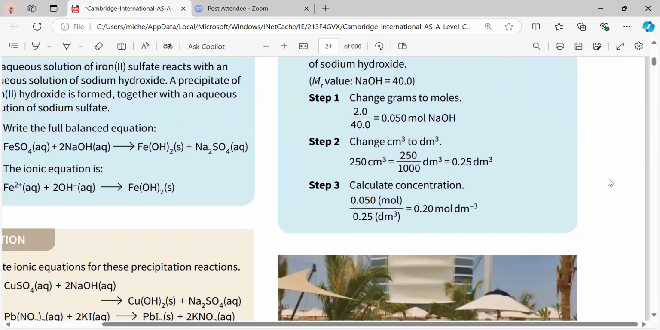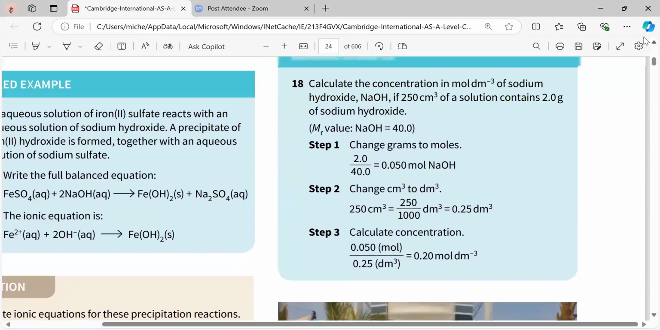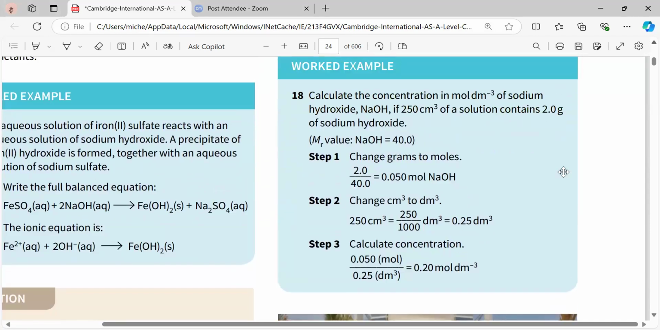So I think we have time, right? Yeah, we have time to discuss this worked example for a while. It's actually pretty simple. We're just going to use the formula stated previously. So calculate the concentration in mol dm⁻³ of sodium hydroxide, NaOH, if 250 cm³ of solution contains 2 grams of sodium hydroxide. The Mr value of sodium hydroxide is 40.